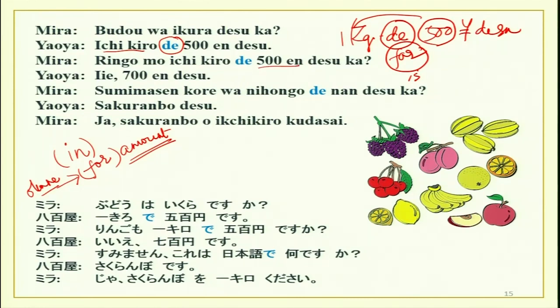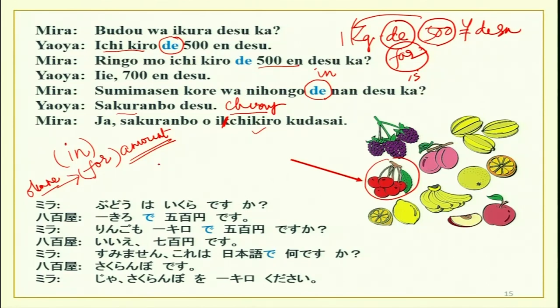Iie 700 yen desu. Now he points at this particular thing and says, Sumimasen, kore wa nihongo de, in Japanese, as we did earlier. Nihongo de nan desu ka? So he wants to know the word. Sakurambo desu. Sakurambo is cherry. So, ja sakurambo o 1 kilo kudasai. 1 kg sakurambo please give to me. Now over here, 1 kilo de 500 yen desu. So 1 kg is for 500 yen.